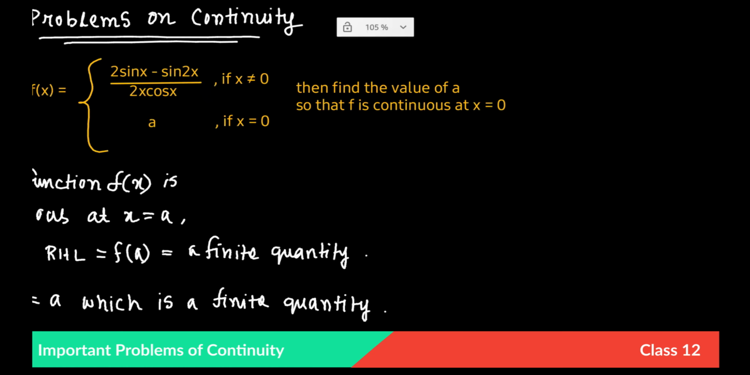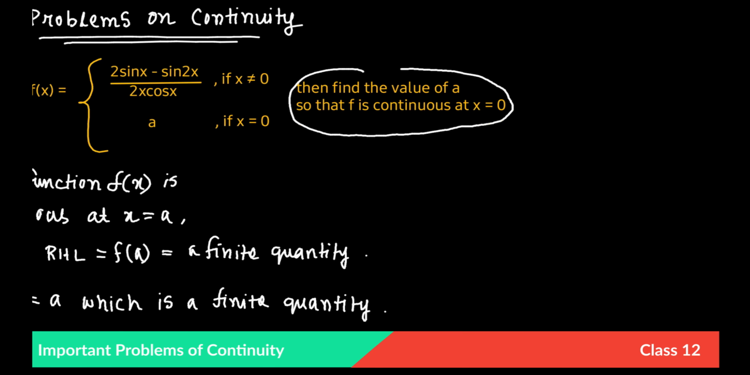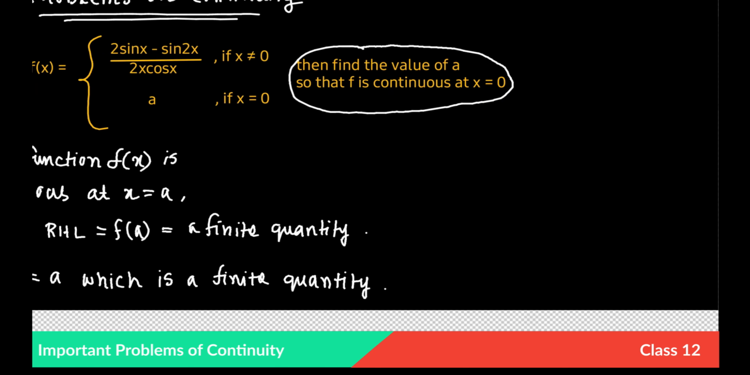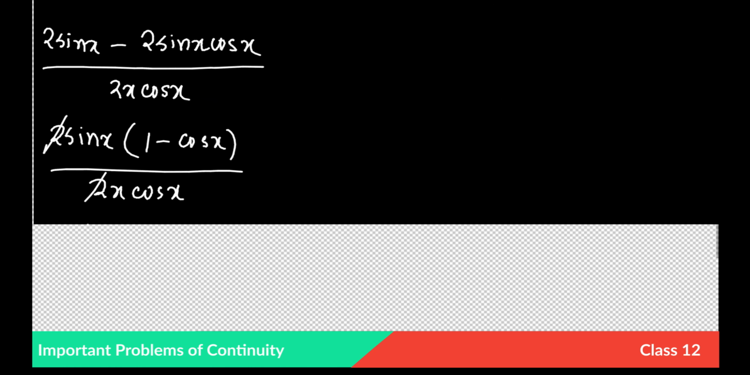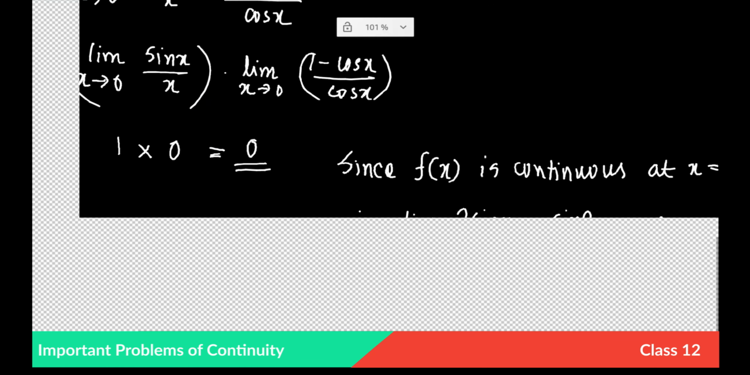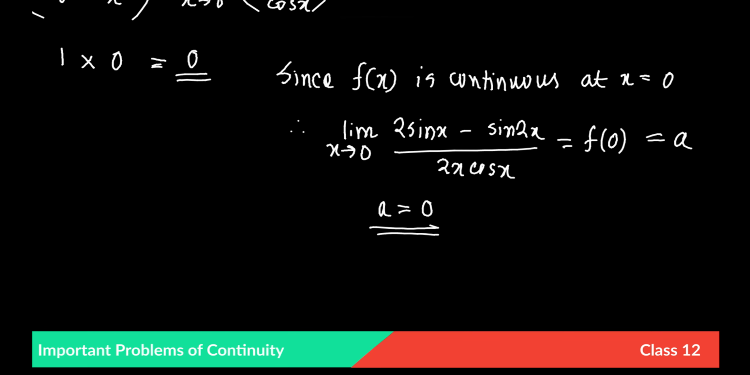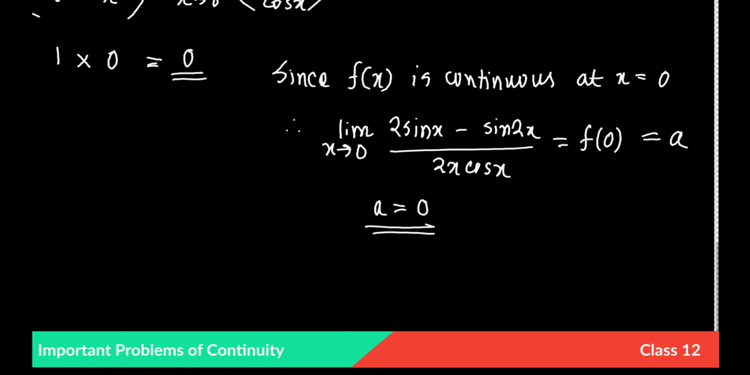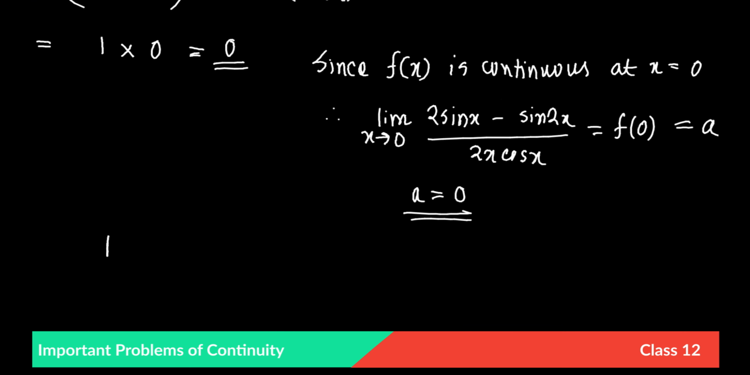Here we have to find the value of a for which f(x) is continuous at x equals 0. So we have found that a equals 0. That means when f(x) is continuous at x equals 0, the value of a is 0. So the required value of a is 0.